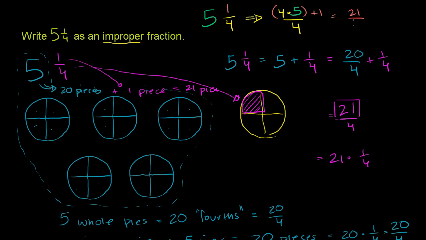So it's 21/4. And although this is kind of a fast way to do it, we're literally doing the exact same thing that we did here in a kind of a slower way. We're saying, OK, 5 wholes is the same thing as 20/4. So you take 5 times 4, and then I have one more fourth there. So 4 times 5 plus 1 gives 21.